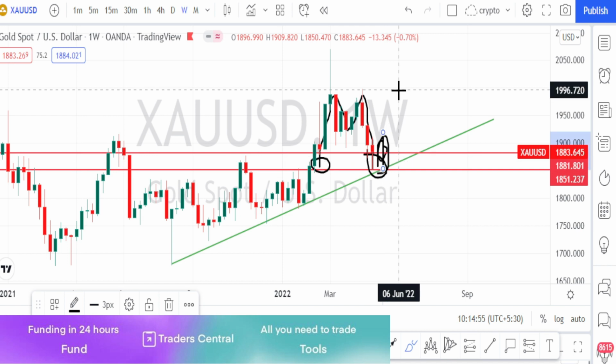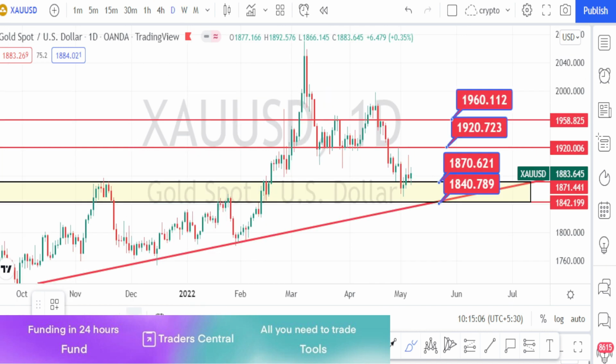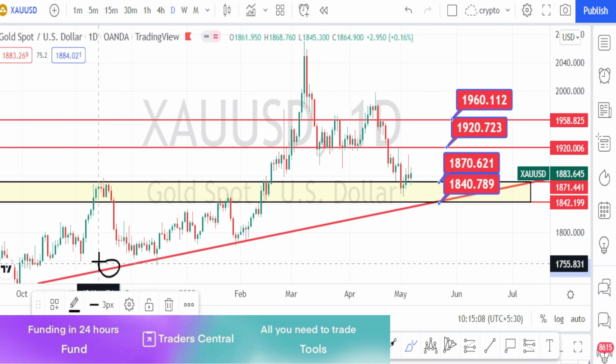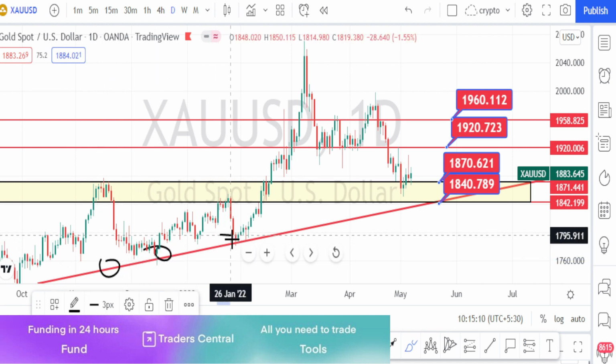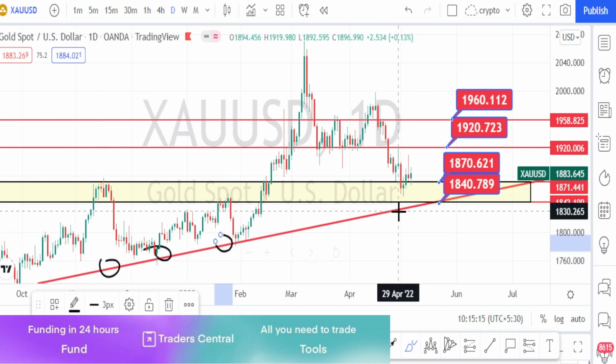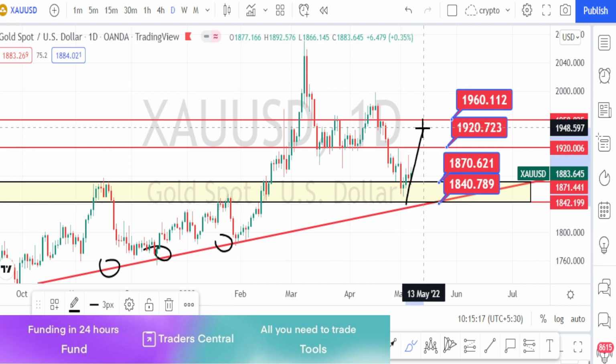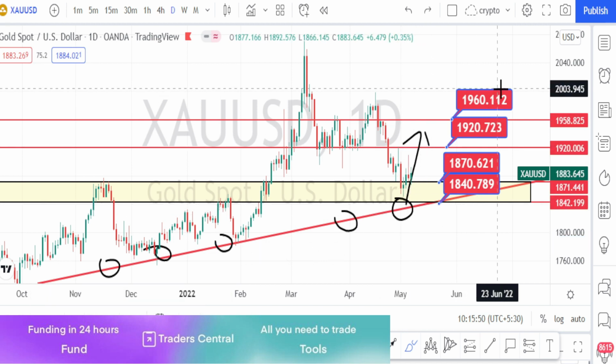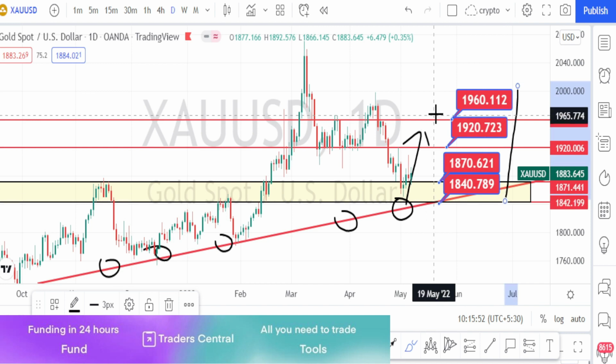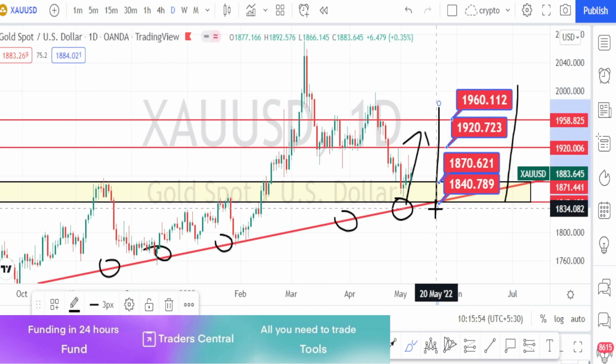Let us do the analysis in daily time frame. I am in daily time frame now. We already know that the current price action is trading above this trend line or support line. So the trend in daily time frame is also on a bullish trend. And these are all the important support and resistance levels in daily time frame.